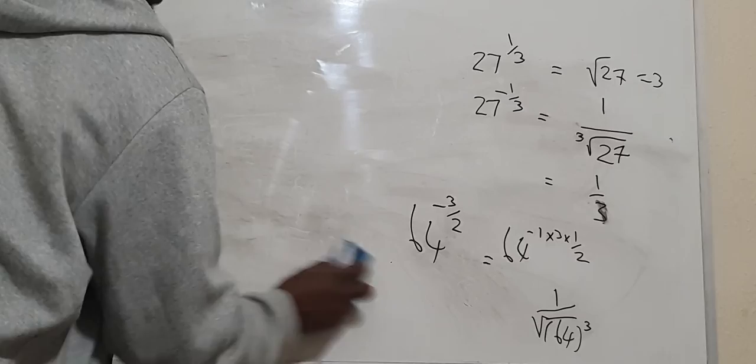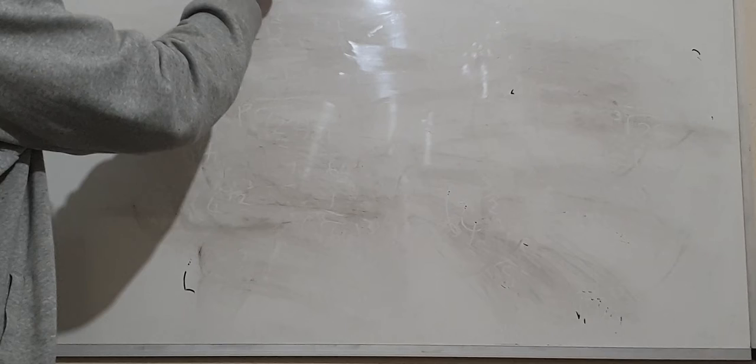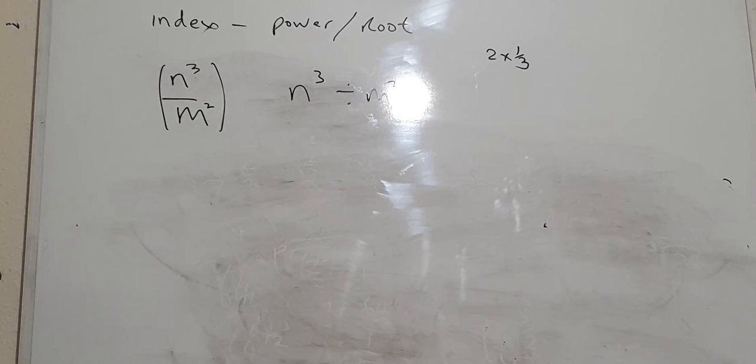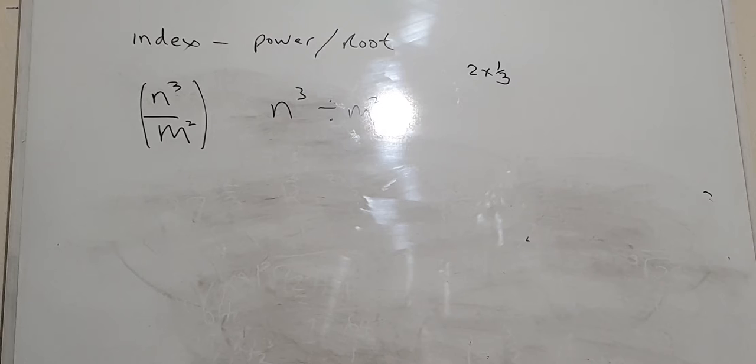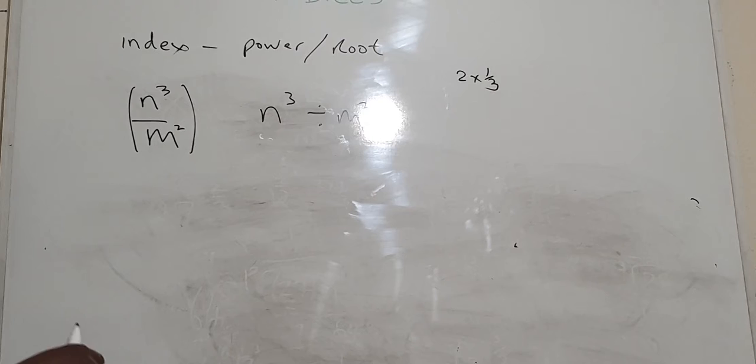Now, suppose you have this. You take this out. That also takes our standard formula. What does this mean? It means n to the power 3 divided by m to the power 2. But mathematically we can't sort this out because we don't know the variables. We can only sort it out if the bases are the same. Are the bases the same?